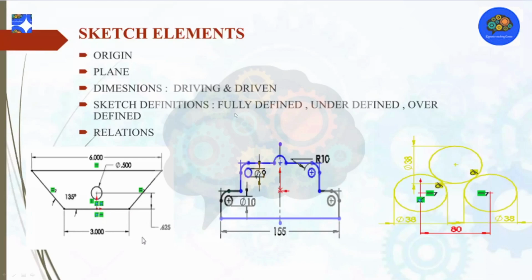Okay, the sketch definition: if it is called fully defined, it will be black in color like this, and under defined means it will be like this, in blue color. And then there is an over defined sketch, which will be like this, yellow and blue color. We don't need these two. Under defined and over defined are undesirable, and the sketch we need is a fully defined sketch. You have to design things with fully defined sketches only.